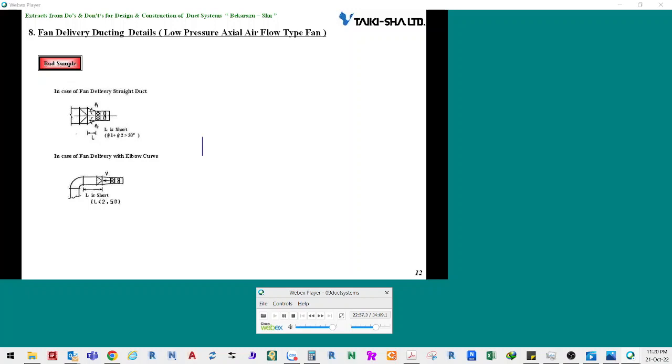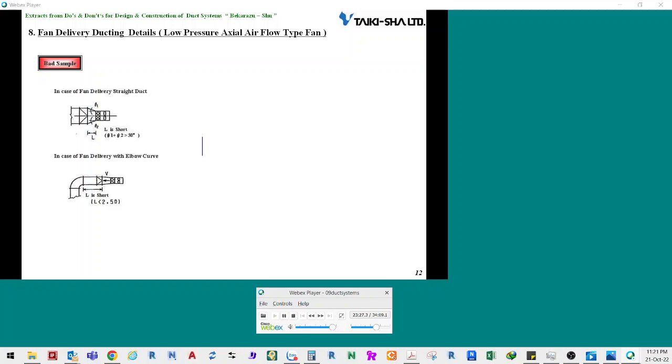Now, I will explain about outlet ducts of low-pressure type axial flow fans other than NJA fans. A bad example is shown on the left side of the slide. An extension duct is installed at the fan outlet. The extension angle of the extension duct is over 30 degrees. Not only suddenly narrowing ducts but also suddenly extending ducts offer a great resistance.